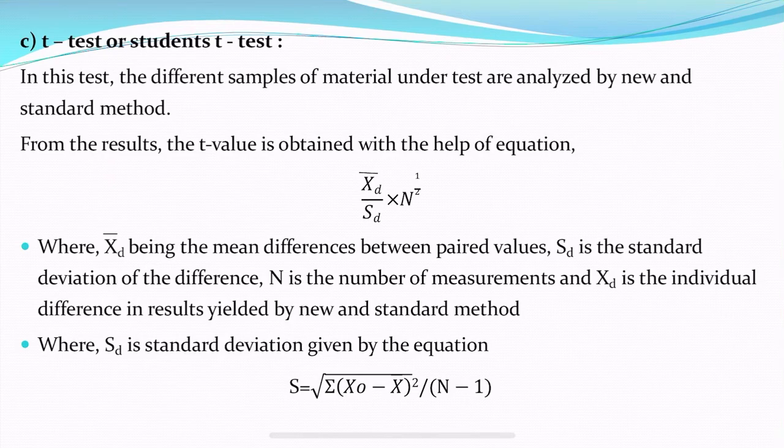The t value is obtained with the help of the equation, that is xd bar, the mean deviation, divided by sd into n raised to 1 by 2, where xd bar is the mean difference between paired values, sd is the standard deviation of the differences, n is the number of measurements made, and xd is the individual differences in results yielded by the new and standard method. And the standard deviation is given by the equation which we have already seen in our previous class.